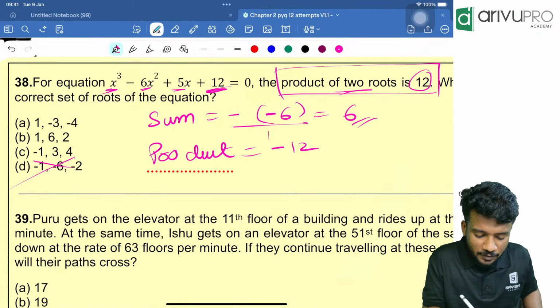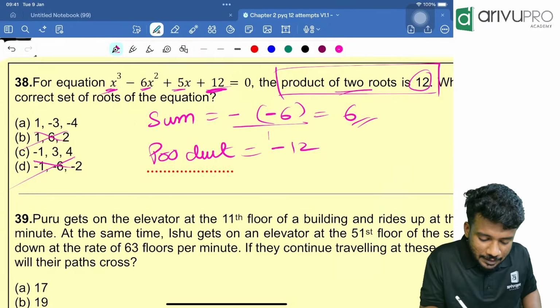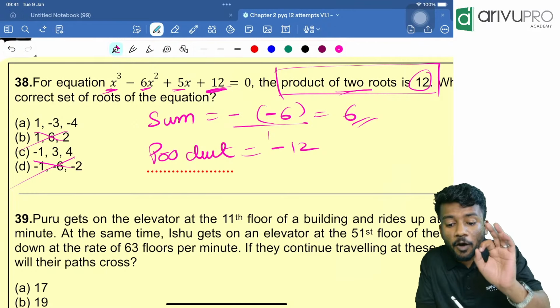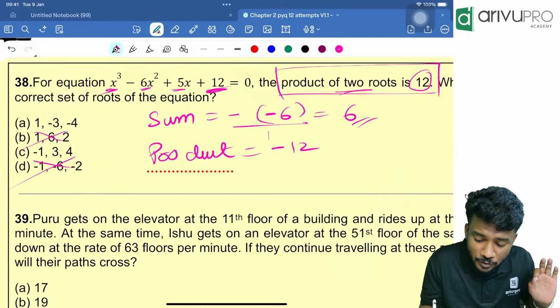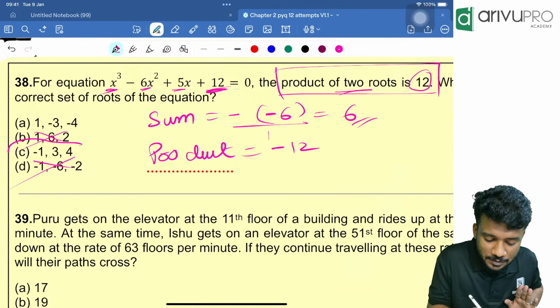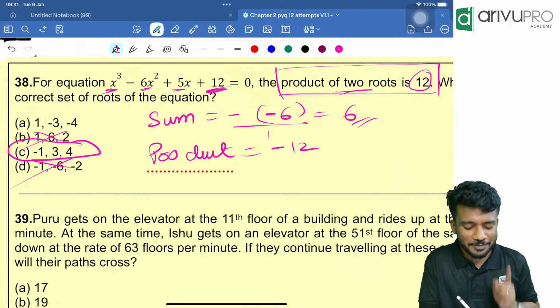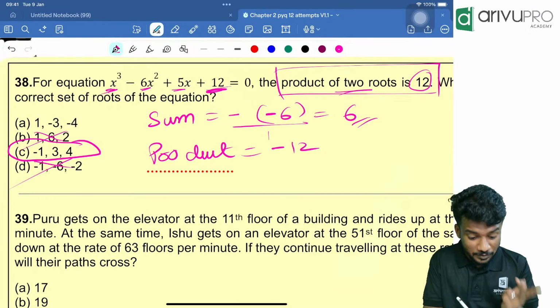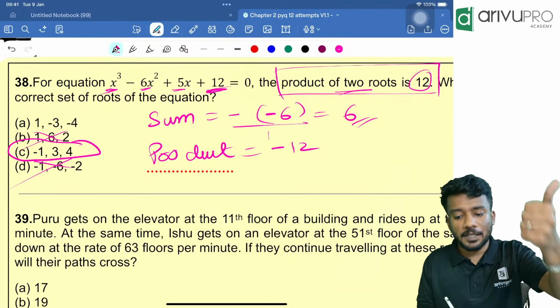Check people, which option is giving you the product as minus 12. This option is not giving, this option is not giving. Either it should be option A or it should be option C. Now people, sum should be plus 6. Sum should be plus 6 only in option C, because minus 1 plus 3 is plus 2, plus 2 plus 4 is plus 6.